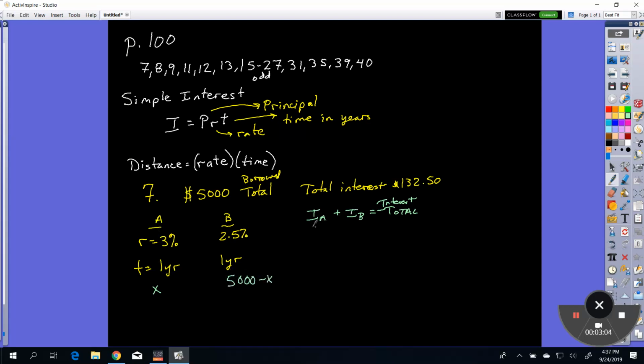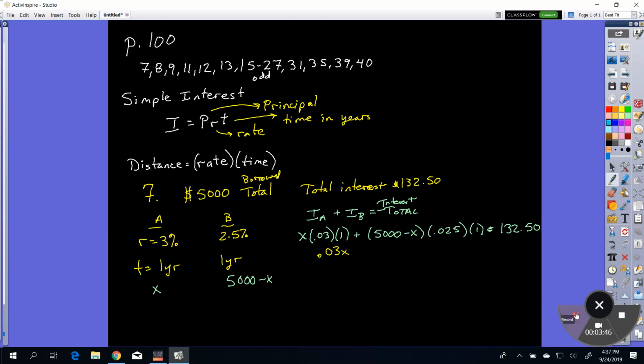So the interest of A, principal times rate times time, is X multiplied by 0.03 times 1. Interest of B is 5,000 minus X, that's the principal. The rate is 0.025, and the time, again, is 1. The interest total is $132.50. So that's the interest of A plus the interest of B equals the total interest. Now I can just multiply. 0.03 times X is 0.03X.